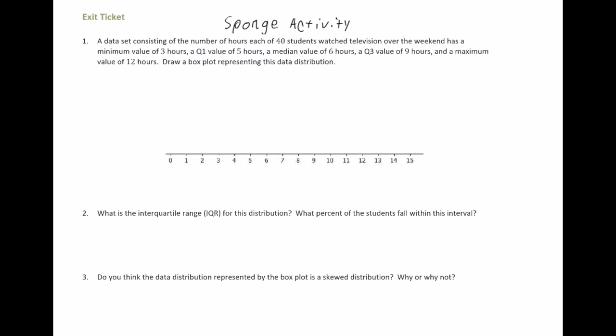So in the video, we calculated those numbers and then did the box plot. Here, all you're doing is just taking those and making the box plot here. So use those numbers they give you and make your box plot. Number 2, what is the interquartile range? And then what percent of the students fall in the interquartile range? And then number 3, do you think the data distribution is skewed? Why or why not?